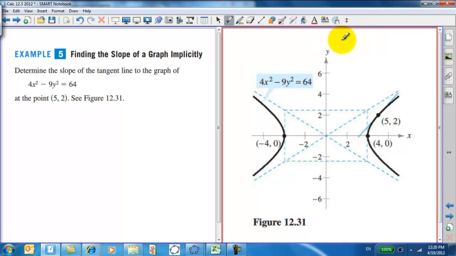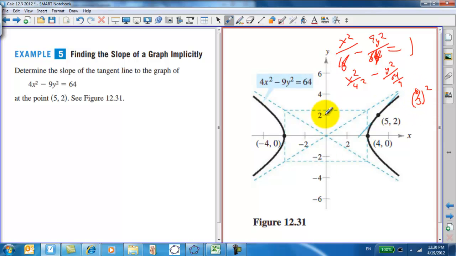If you divide through by 64, you're going to get x² over 16 minus 9y² over 64 equals 1. And so it's x² over 4², so that's where we go 4 each way in the x. And it's y² over 64/9, which would be (8/3)². So we're going to go about 2 2/3. That's why they went that far in that direction. But let's see what we come up with for a slope at (5, 2). It looks like something positive.